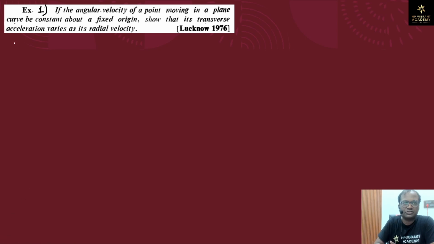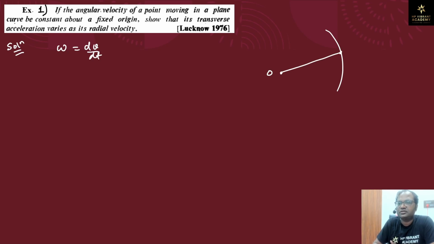So let us discuss question number 1. What is given in the question is that the angular velocity omega, given by d theta upon dt, of a point moving in a plane curve is constant about a fixed origin. Let us take this as a curve. This is our fixed origin. So there is a point, the polar coordinate of which is r, theta.